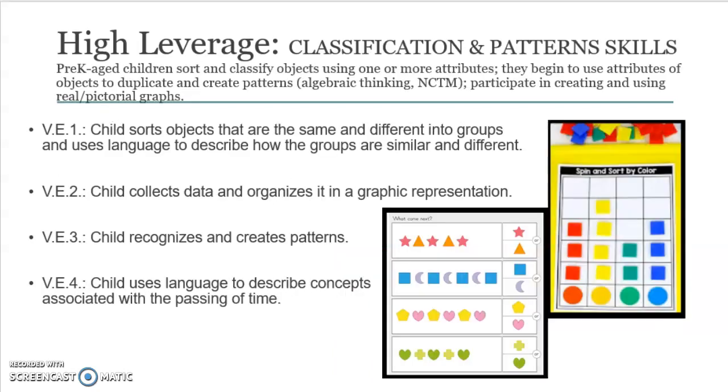Another area would be classification and patterns skills. And so for pre-K kids, they're going to be sorting and classifying objects using one or more attributes. They begin to use these attributes of objects to duplicate and create patterns. And very much so, it builds into the algebraic thinking, which is the most foundational kind of grade level we have for kids. Everything we do in pre-K to 8th grade build our kids into being ready for algebra.